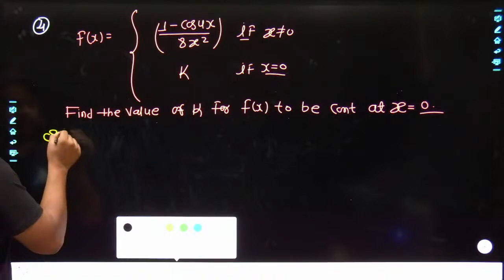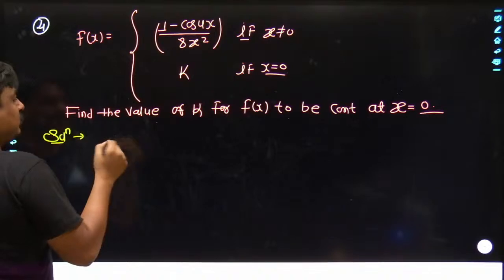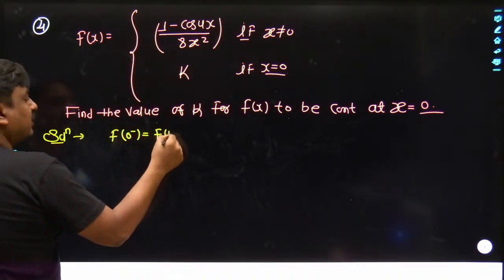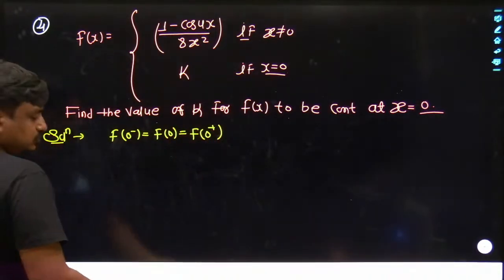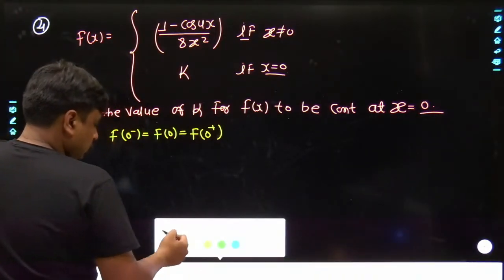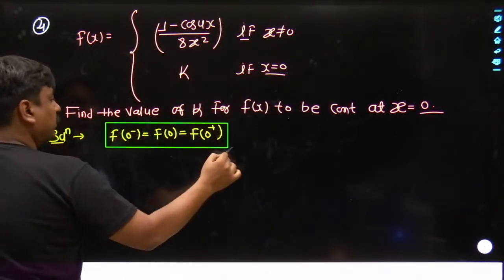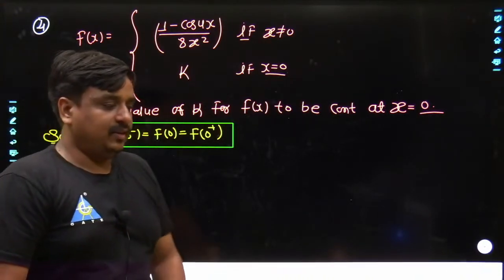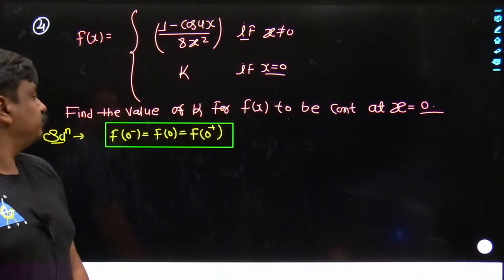Let me start with its solution. If the function f of x has to be continuous around x equals 0, that means the value of the function has to be the same as its limit. The value of the function has to be the same as its limit. So Pranali Ingule says 1. Can I get any other answer apart from this?